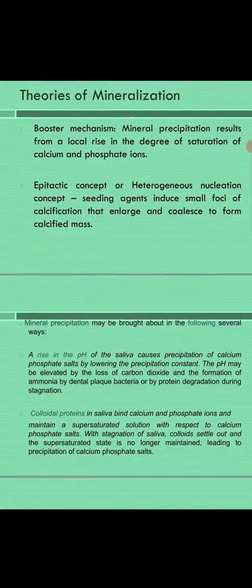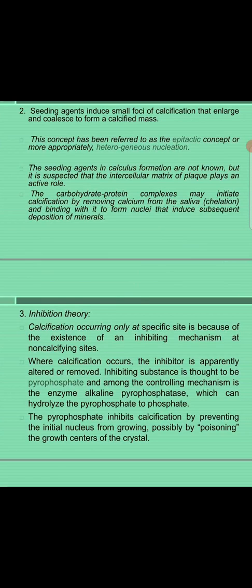Now come to the second theory, which is the epitectic concept, or heterogeneous nucleation concept, or seeding agent. Here the seeding agent induces small foci of calcification that enlarge and coalesce to form a calcified mass. Heterogeneous nucleation means different small nuclei fuse to form a large nucleus. The seeding agents in calculus formation are not known, but it is suspected that the intercellular matrix of plaque plays an important role, acting as a seeding agent and making nuclei.